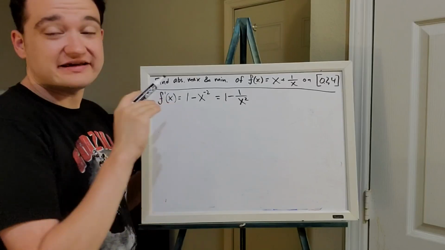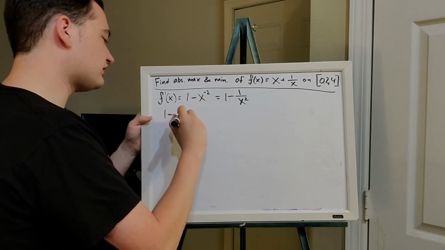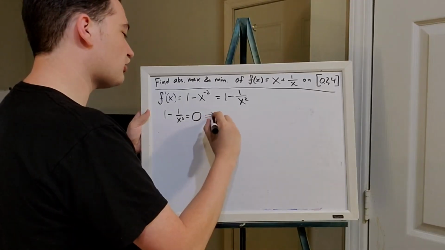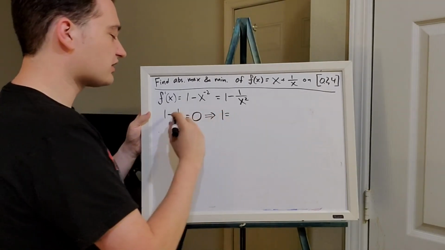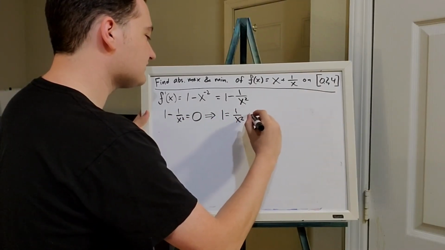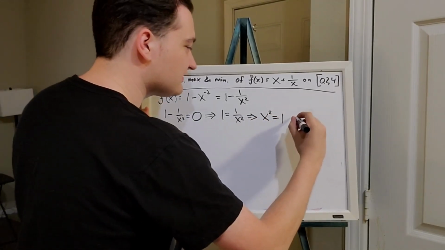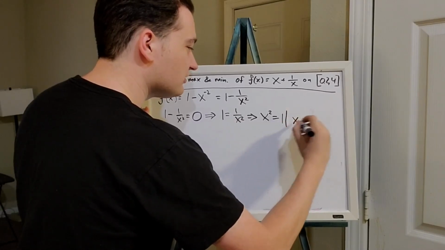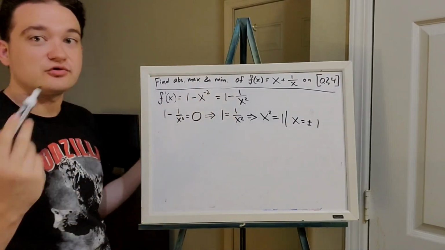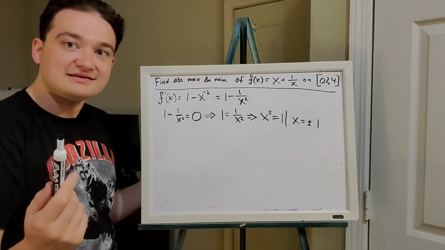So, first let's think about where this derivative equals 0. If we have 1 minus 1 over x squared, we're just going to set that equal to 0. We can start solving this by addition. We're going to add 1 over x squared over, and we're just going to solve for x. x squared equals 1. Solutions, x equals plus or minus 1. Okay, so this derivative equals 0 wherever x equals positive 1 or negative 1.